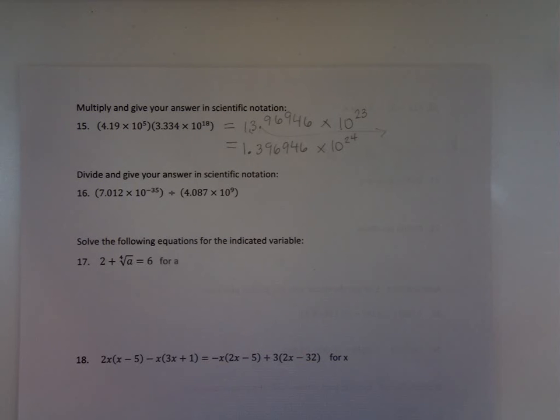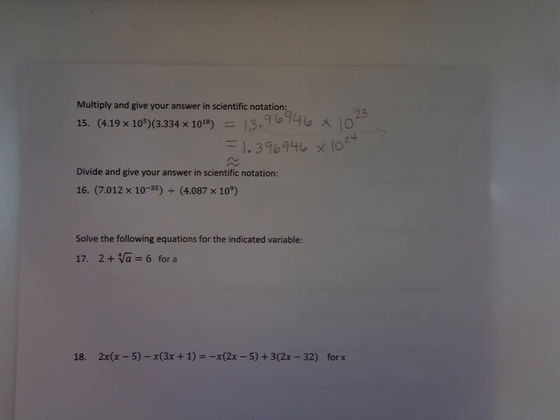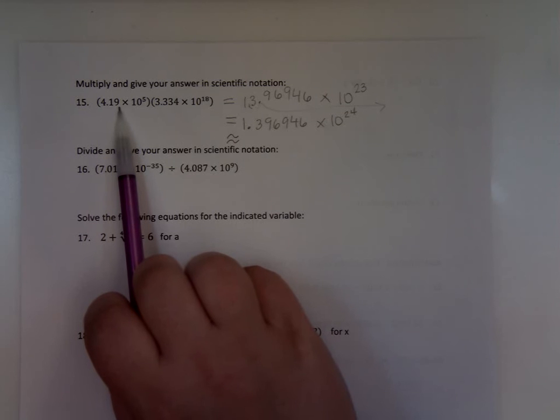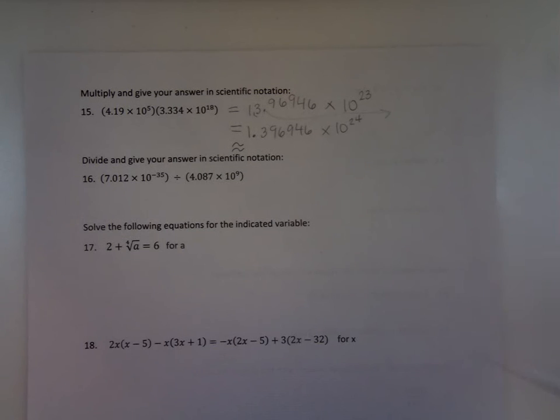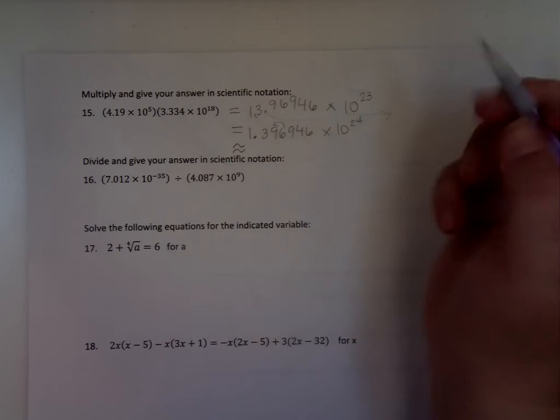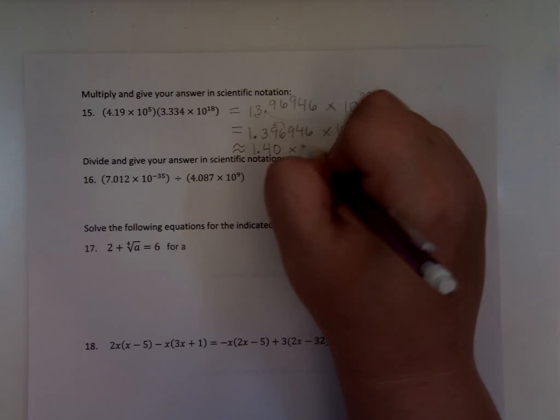And if we're using the correct number of significant digits, we would write approximately. This is accurate to 3 significant digits. This one is 4, so we always go by the least precise measurement, and so we're going to use 3 significant digits. This 6 is going to round that 9 up, so we've actually got 1.40 times 10 to the 24.